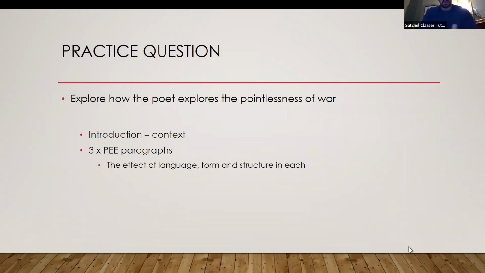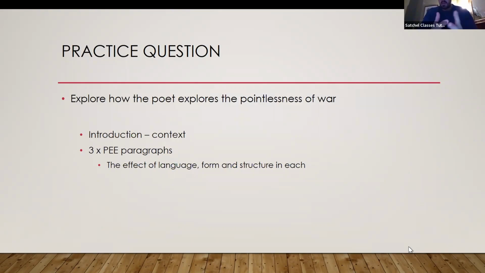And I'll leave you with a practice question, which you can have a look at. Explore how the poet explores the pointlessness of war. So again, we touched on this as we've analysed the poem, and a general tip that I give to my students in terms of how to structure analytical essays around poetry. Introduce the poem with a very brief summary of what the poem is about and a little bit about the context, only 3 or 4 sentences needed, and then go straight into your analysis of language, form and structure.